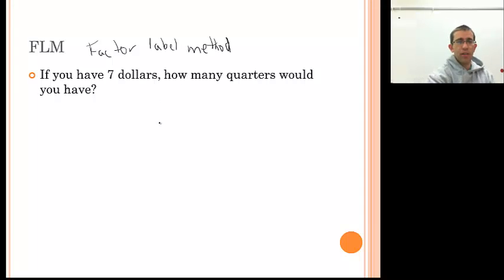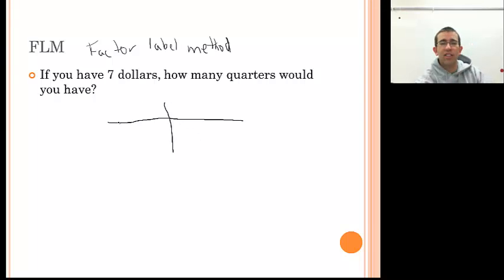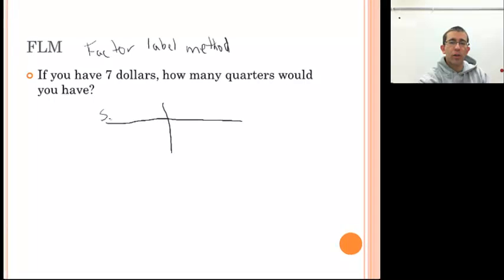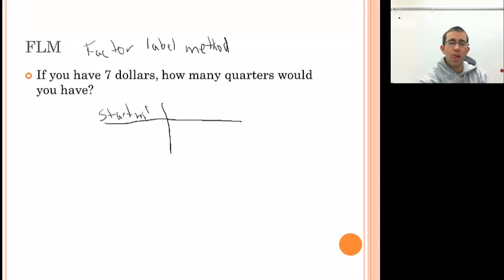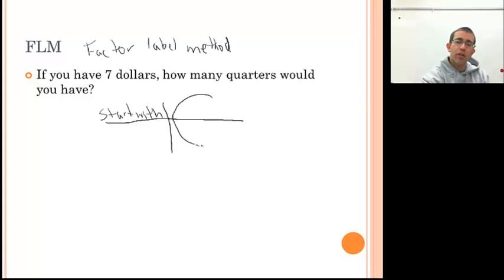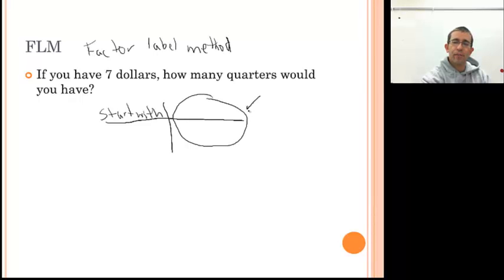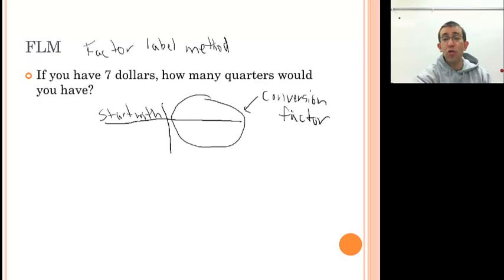Alright, in factor label method, we go back through this, if you remember, you're going to do this little cross here. That's our FLM charts. Okay? We always put what you start with here, or what you're given. Okay? And then over here, this is going to be your conversion factor. This is how you convert. Okay? So your unit with what you started with is going to be the same unit. Okay? And then what you want to get to.